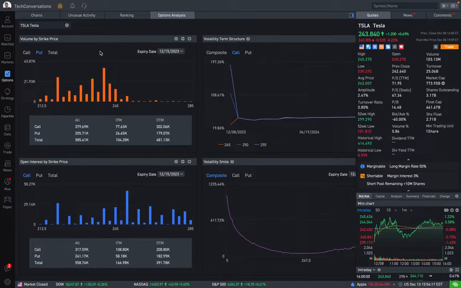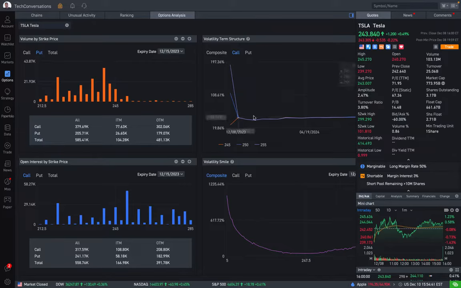Now next we have volatility, which is the heartbeat of the market. And with Moomoo's volatility analysis tools, we can dissect this heartbeat. We can measure the pulse of the market and understand the potential for swings and make decisions with a clear vision of risk and opportunity here.